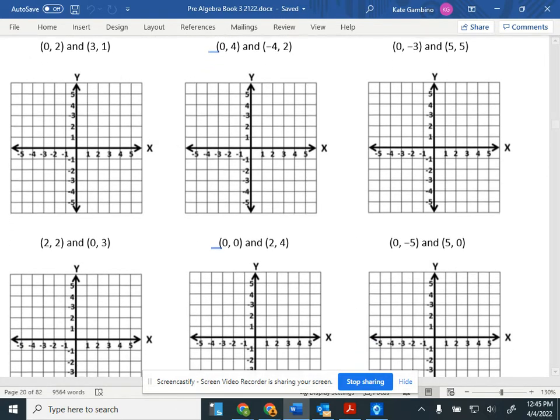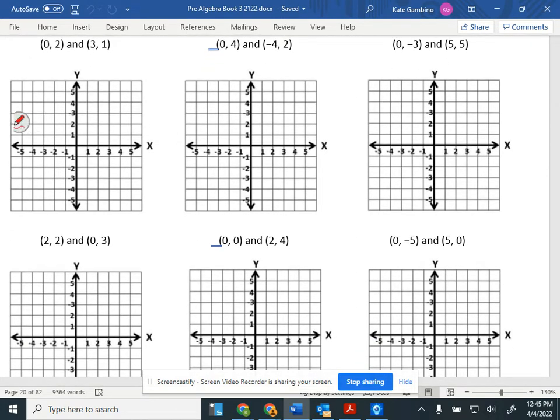Our first one is 0, 2, and 3, 1. So if x is 0, y is 2. And if it's 3, y is 1. So I graphed my two ordered pairs. Can I figure out the slope? So remember, we always start on the left, work to the right. So I'm going down 1. So if I go down 1, I'm going to put m equals, because that's my slope.